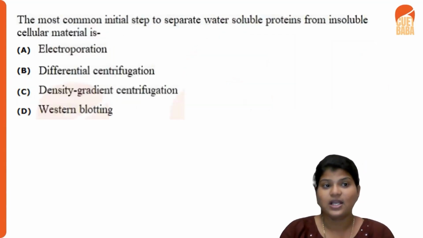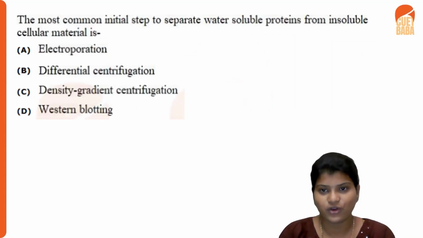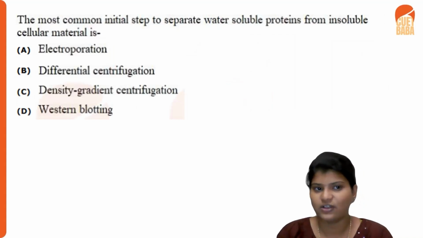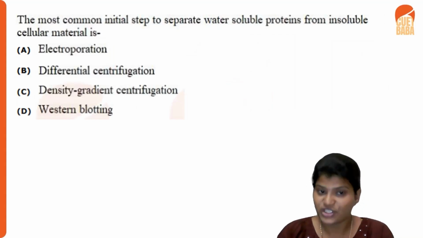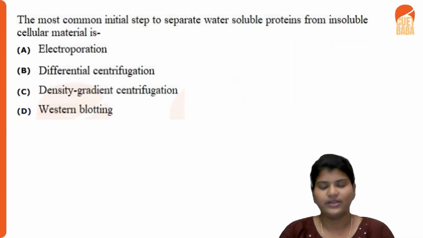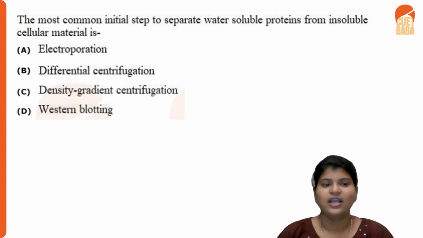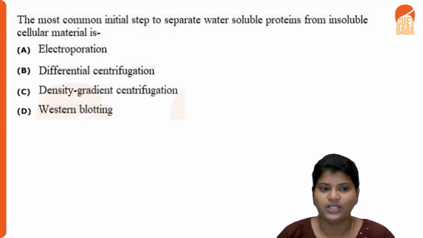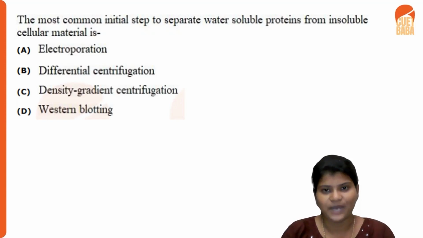And the next one is the most common initial step to separate water-soluble protein from insoluble cellular material. They have given four options: electroporation, differential centrifugation, density gradient centrifugation, and Western blotting. Let's go to the first option. What is electroporation? It is a technique that uses an electrical field. So this option won't come. Next, we will move on to the third one. What is density gradient separation? It separates based on the weight of the particles.